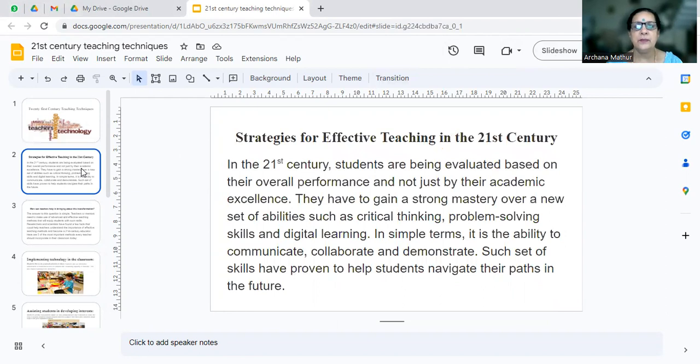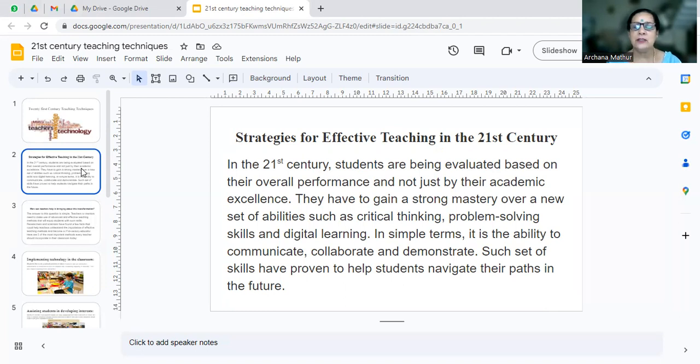So here we are. Now, the strategies which have been evolved or planned for effective teaching in the 21st century. Effective teaching, I'm sure all of you understand. Effective teaching is to be able to convey to the students so that they understand what exactly you are trying to convey to them. That is the transfer of knowledge from your side effectively to your students.